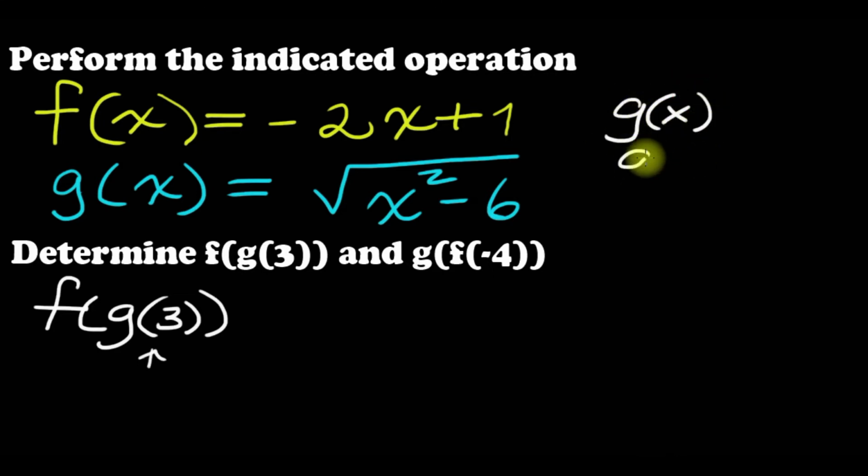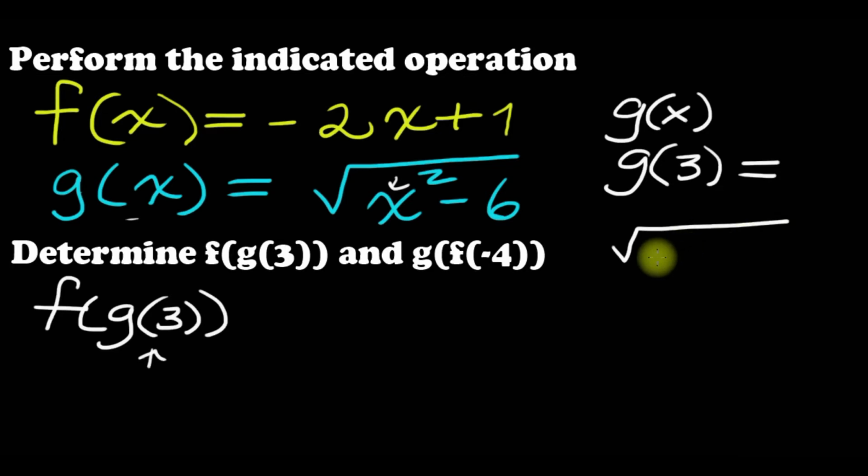So g of 3, your x is going to be 3. To find g of 3, you have to find g of x over here. Here's your g of x, and we're going to plug 3 right into x. So the 3 goes right in here, and it's going to look like this.